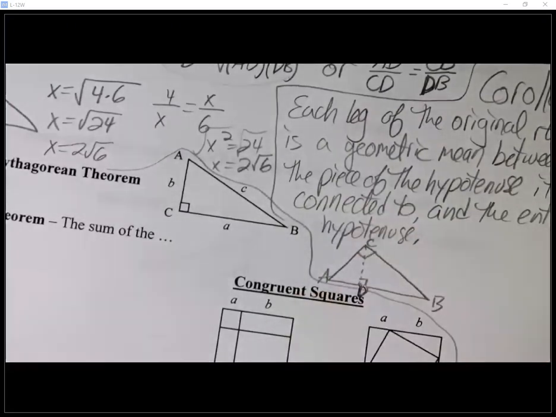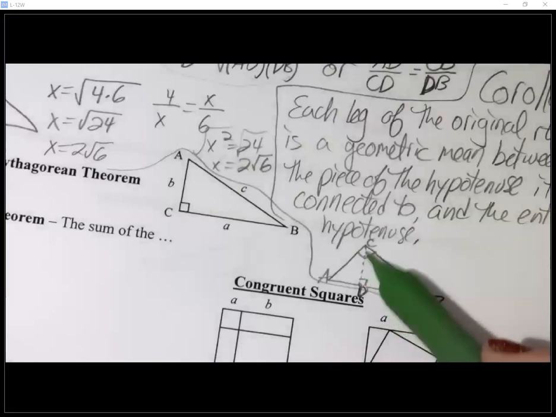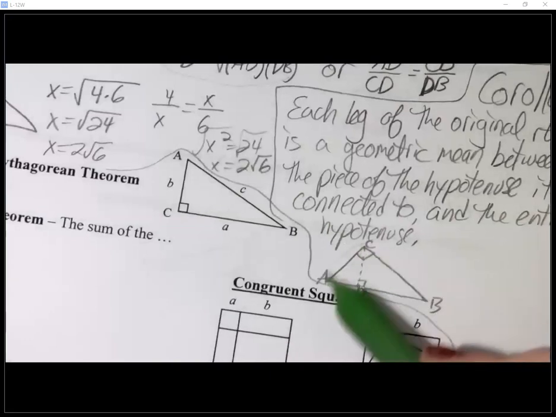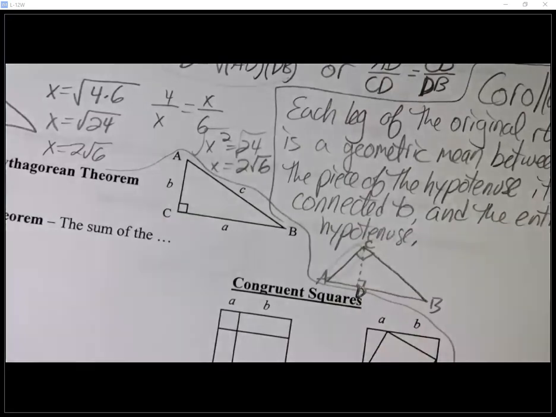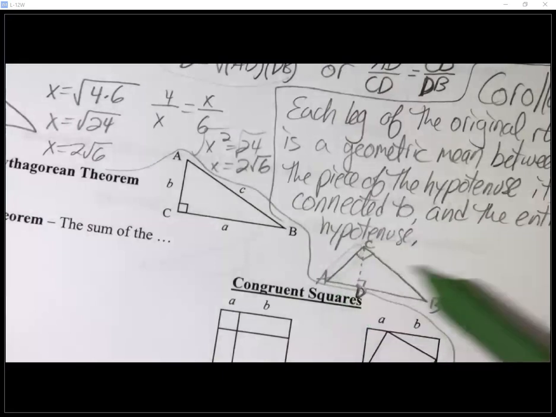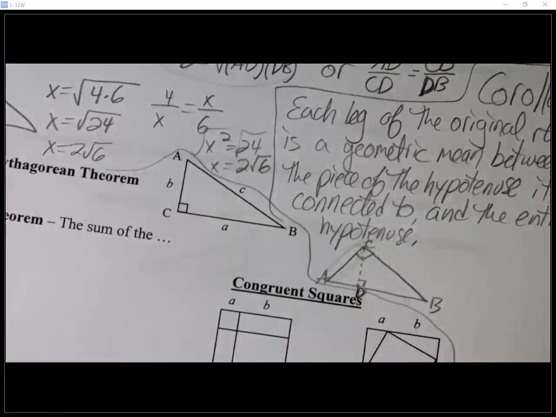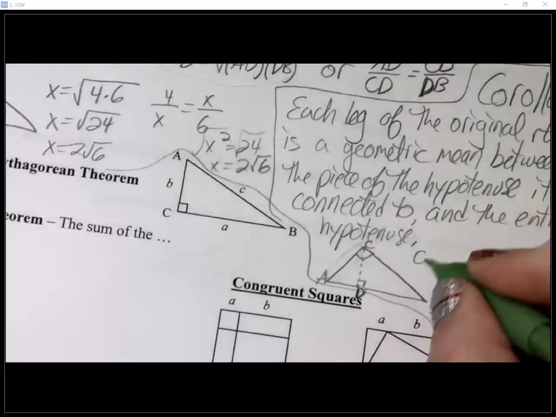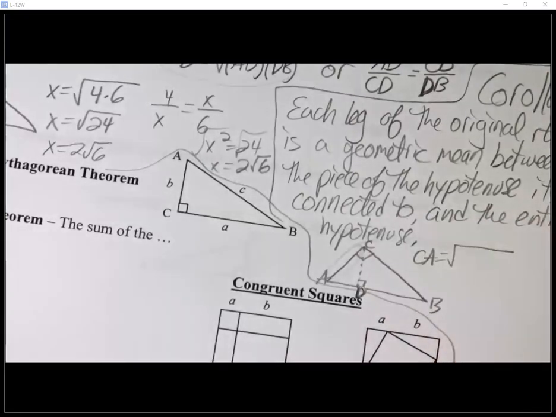So here's what this one's saying. Nothing to do with the altitude on the inside. Okay, I mean, sort of. I'm looking at a leg of the original. Remember, the legs are the two sides that form the right angle. So I have a leg here, CA, and another leg over here, CB. We're going to talk about just one of them at a time. If I'm talking about leg CA, this corollary is saying that CA will be the geometric mean between the piece of the hypotenuse it's connected to.